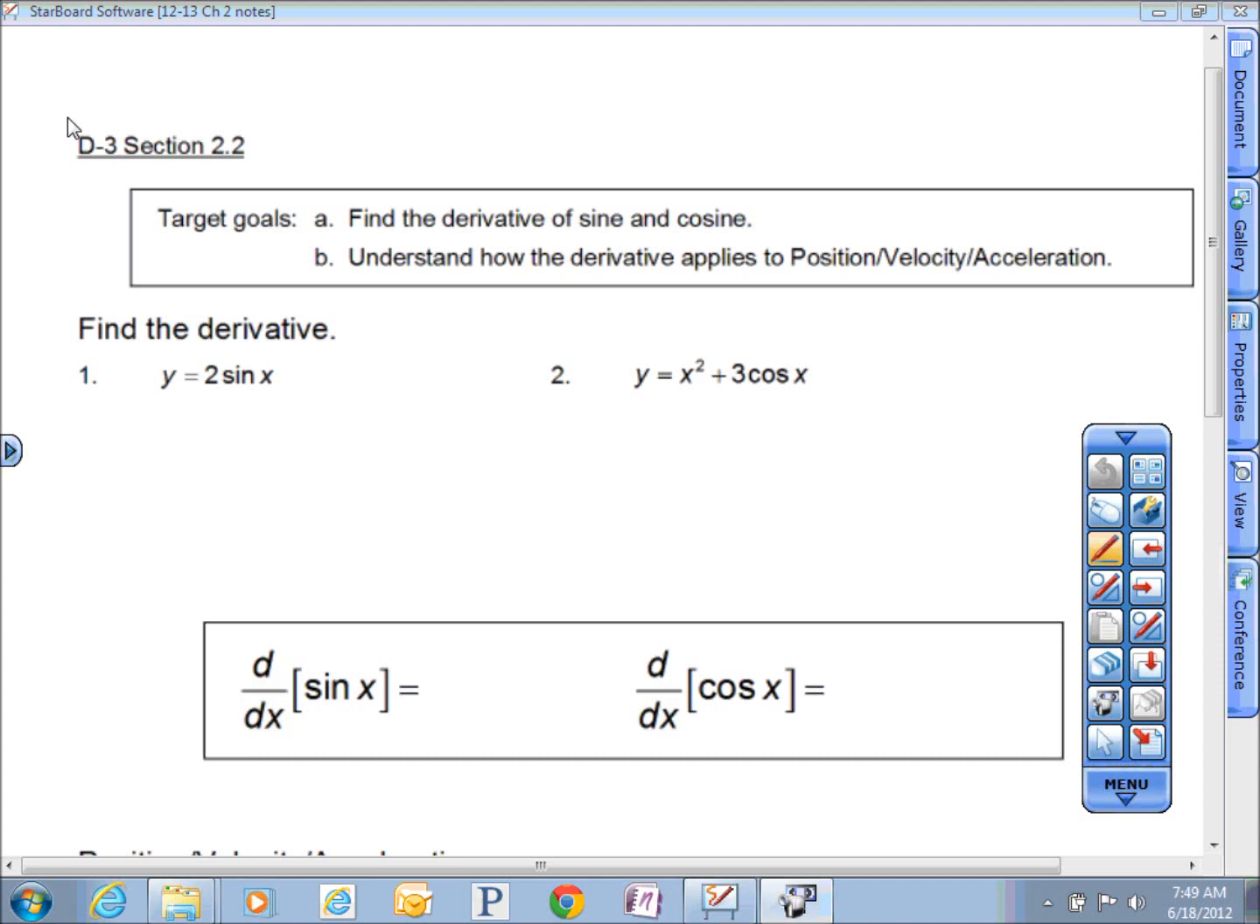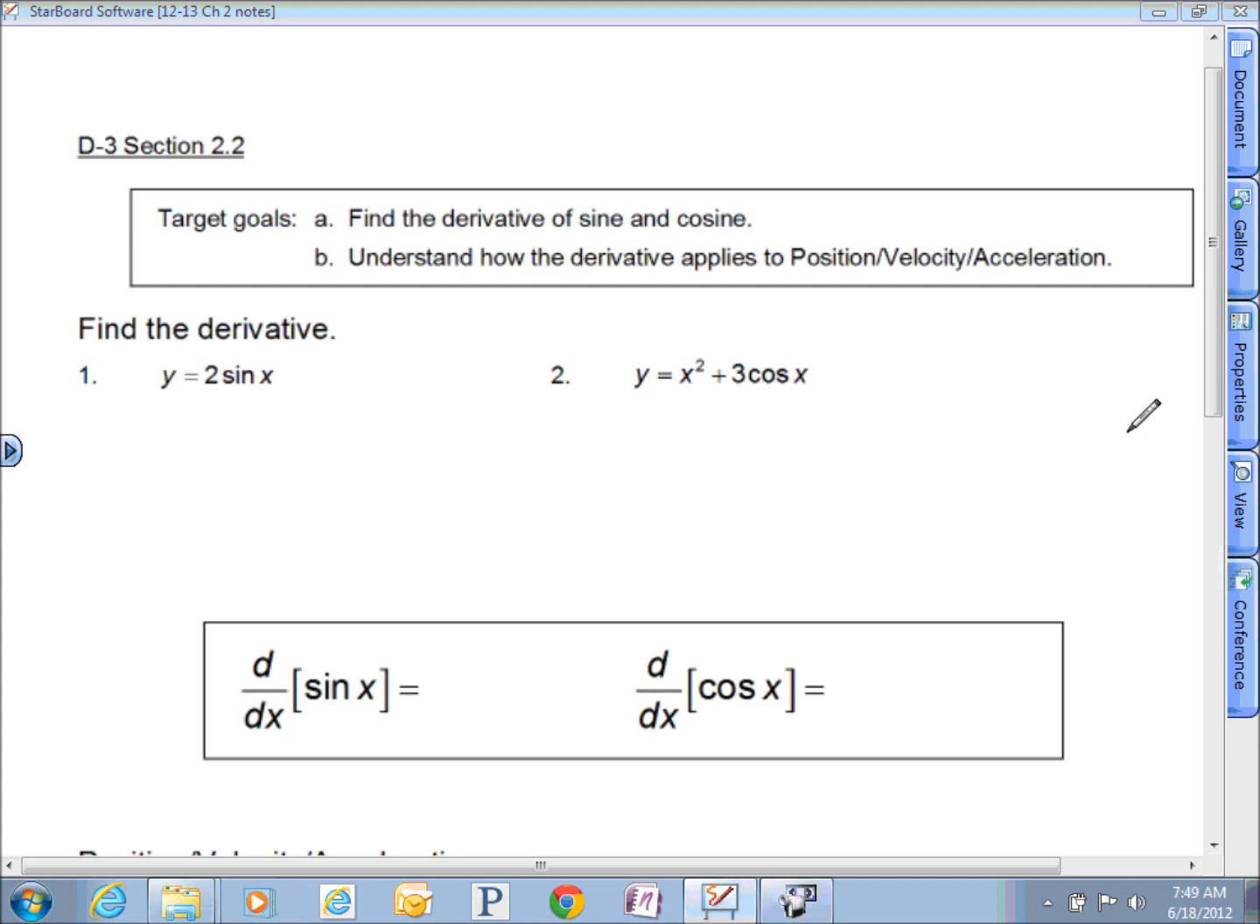So, more of section 2.2, derivatives of sines and cosines. Derivative of sine and cosine. To make it really, really easy, the derivative of sine of x is cosine of x. The derivative of cosine of x is the opposite of sine of x.